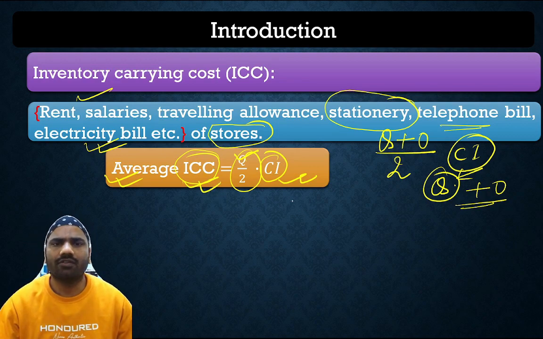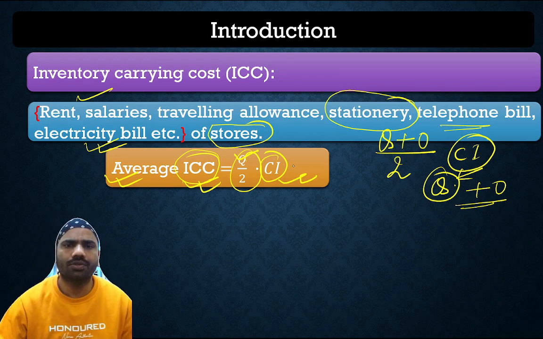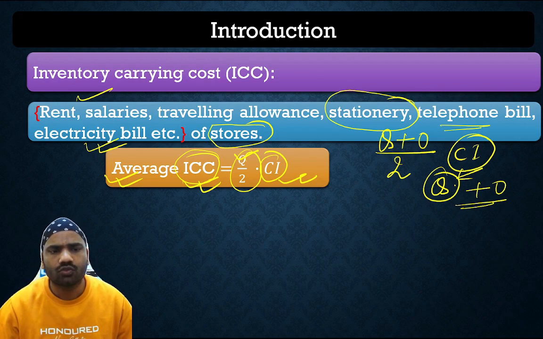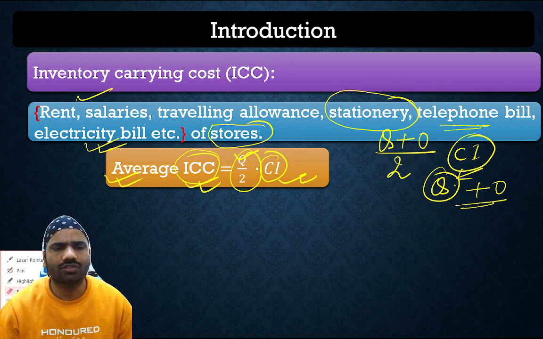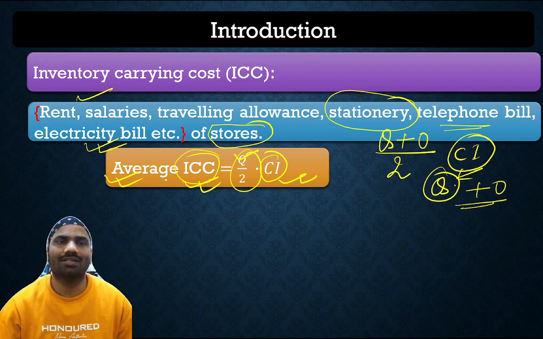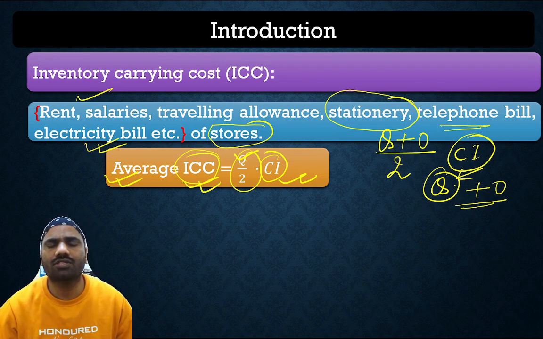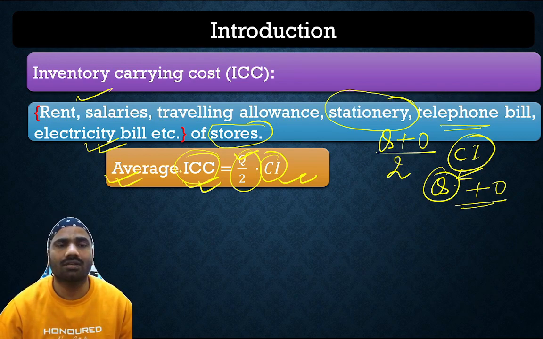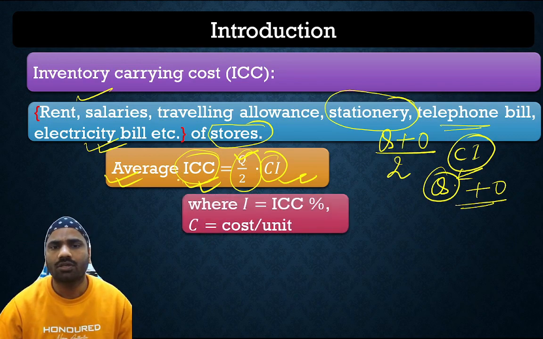So we can say that average inventory carrying cost will be Q by 2 into Ci. That will be the value of average inventory carrying cost. So we can find inventory carrying cost. We can also talk about the ordering cost, or order cost. So we have discussed two different types of cost. One is the inventory carrying cost, and another is the ordering cost.